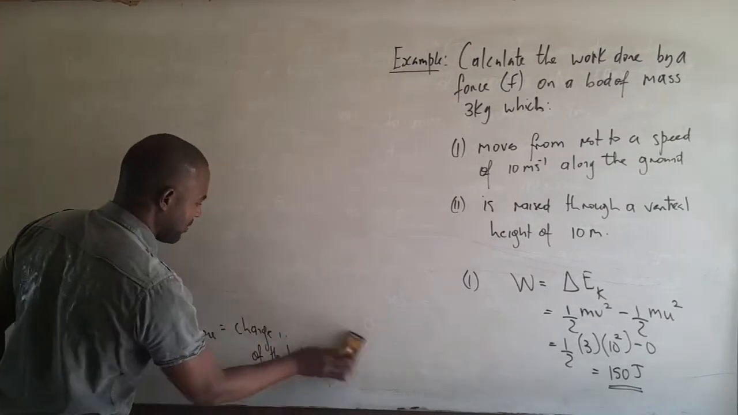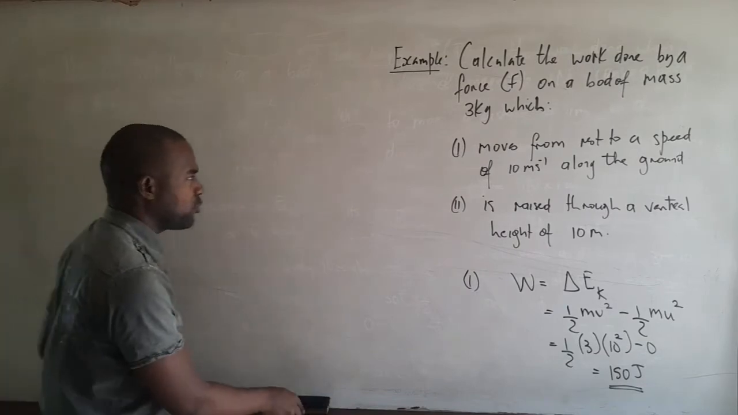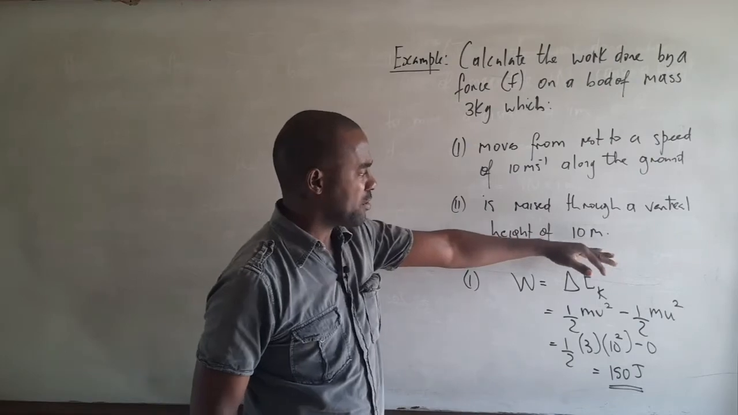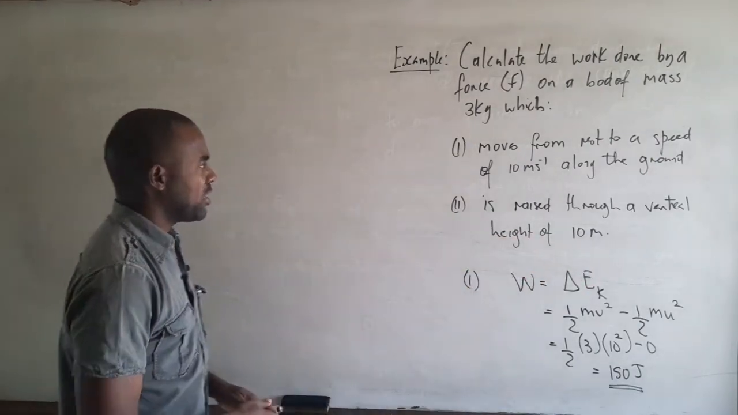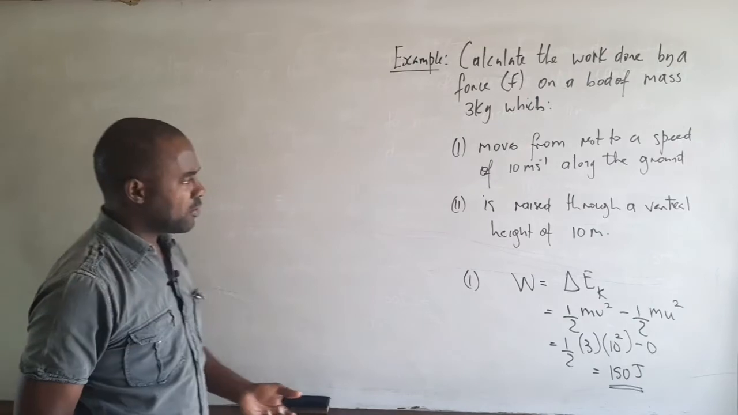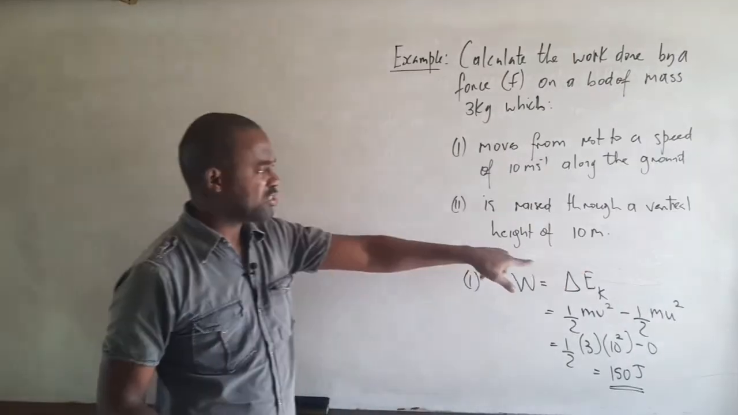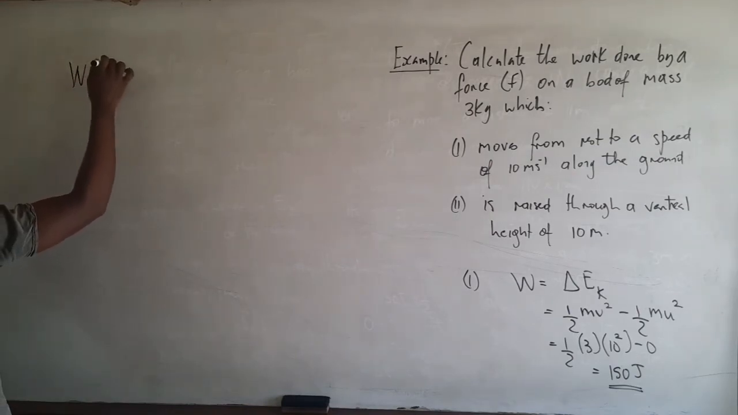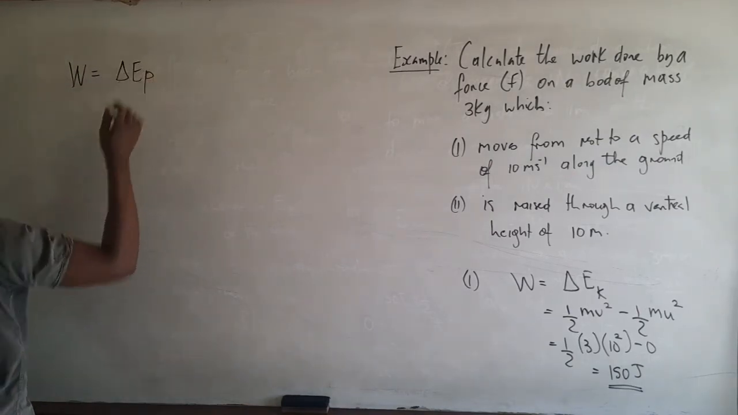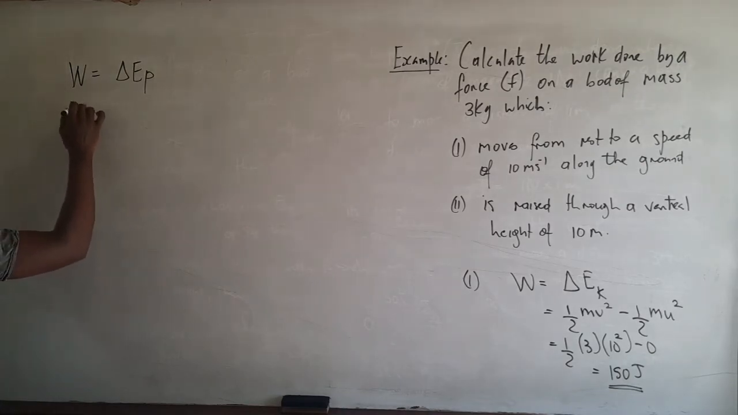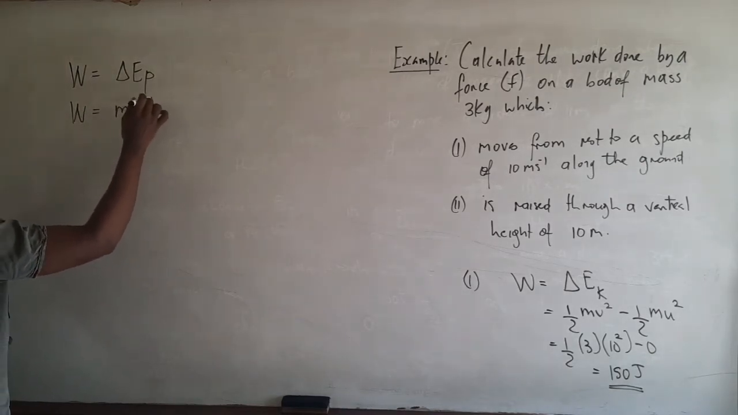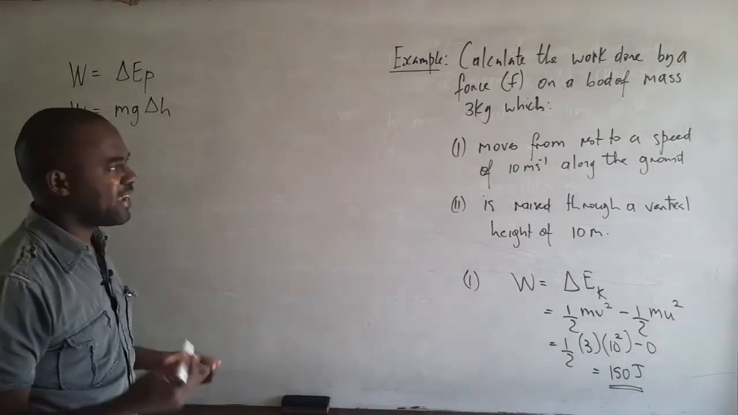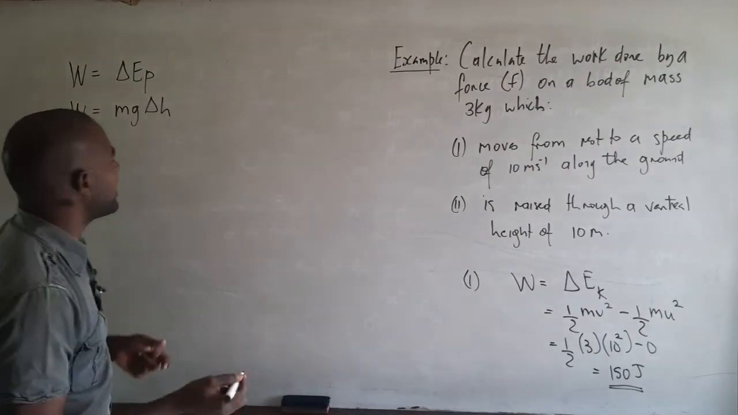Alright, so let's look at the second example. Again, in this case, we don't know the magnitude of the force F, even though we're given the actual distance through which the body moves, which is a vertical height h. And so in this case, the work done will be equal to the change in the gravitational potential energy of the body. So we can say that W for work is equal to delta EP. And so therefore W is equal to mg delta h, where of course delta h is the change in vertical height.